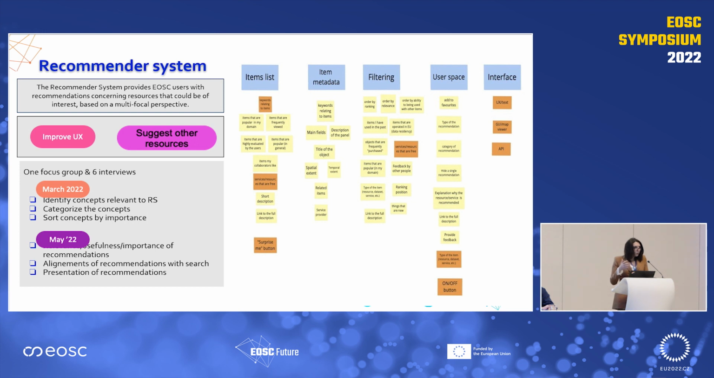It's intended to improve the user experience by guiding and supporting the researchers by suggesting other resources they might like to use. We had one focus group for this in March, and then in May 6 interviews. This was one-to-one. So in the first one, we wanted them to identify concepts that are relevant to the recommender system, like, for example, attributes of the recommendations or ways of presenting recommendations, expected functions, metrics, etc.